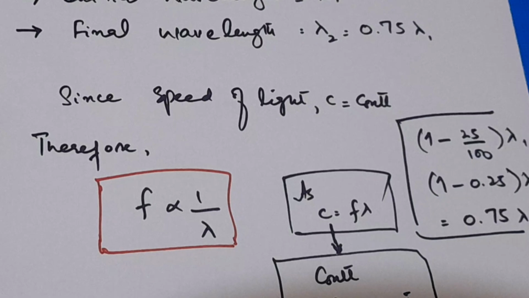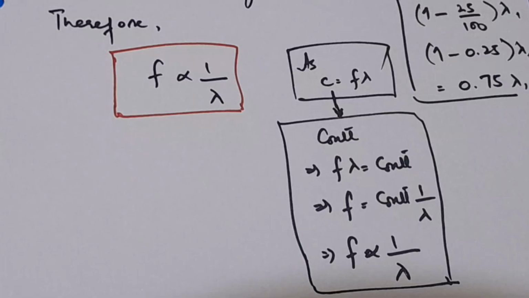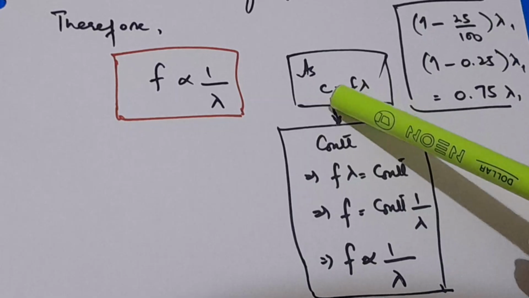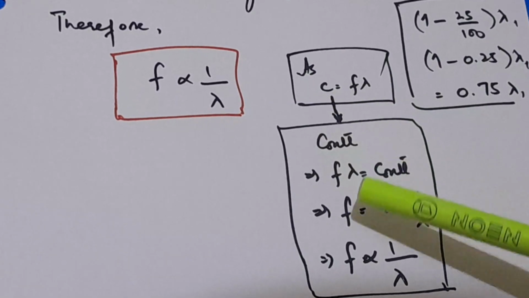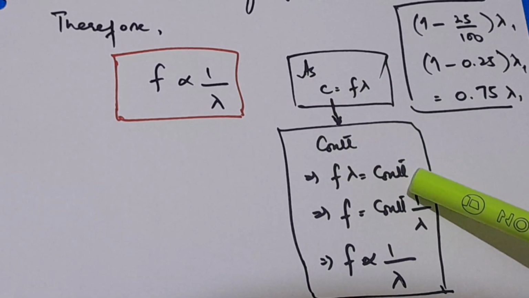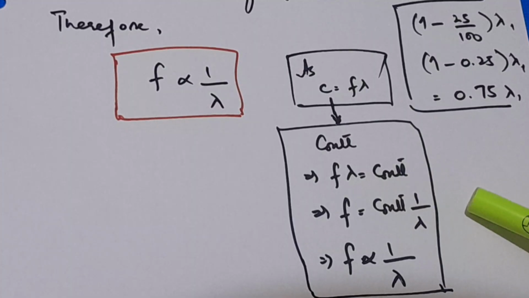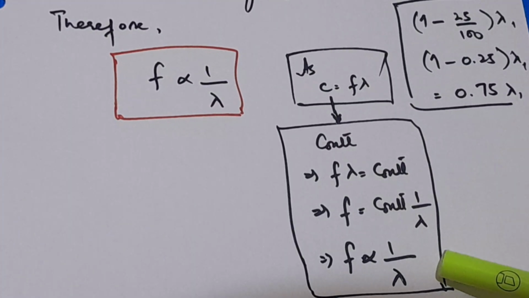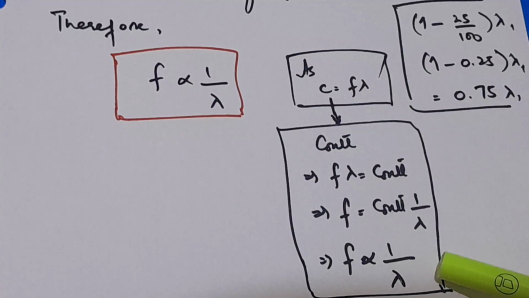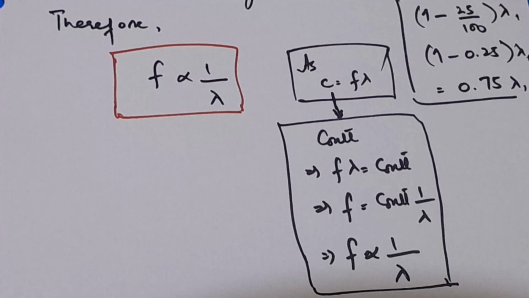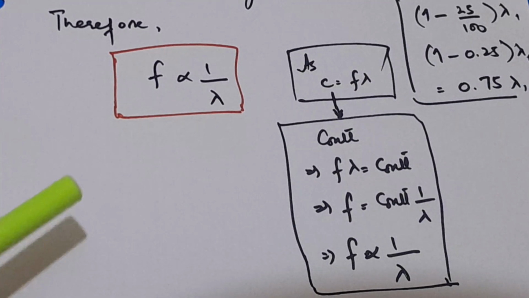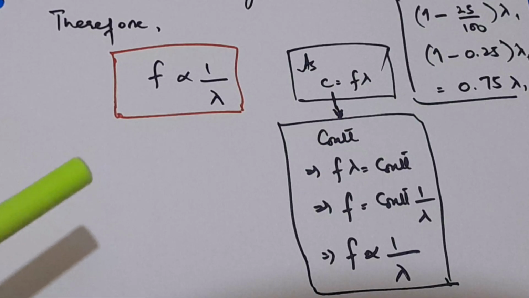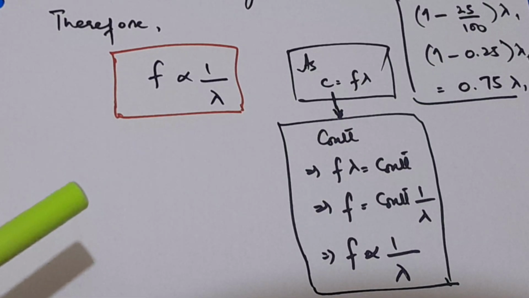Now you know that the speed of light is expressed as the product of frequency and its wavelength. C is equal to f lambda. Speed of light is constant, so f lambda will be equal to constant. Or we can say that frequency is equal to constant times 1 over lambda, moving lambda from left side to right side. So we'll get frequency is inversely proportional to lambda, the wavelength of light.